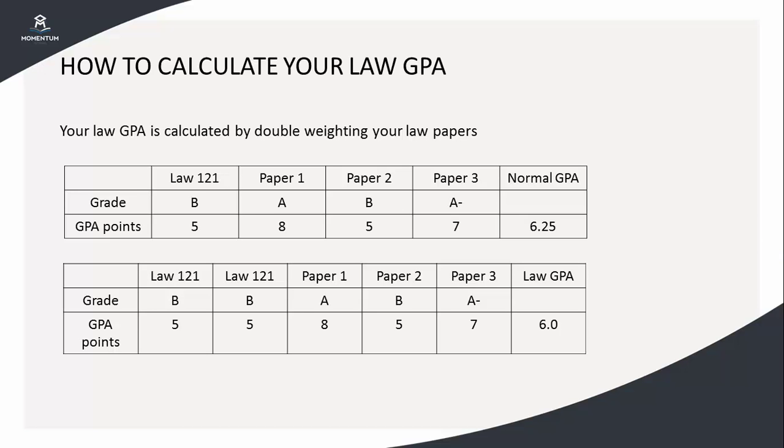To calculate your Law GPA, you double weight or double count your law paper. So you would include your law grade twice and then divide the total of the 5 papers by 5, meaning that your Law GPA is 6.0. This is the GPA that they calculate and consider when getting into law school at the end of the year. Finally, I'll briefly talk about the test and the exam.